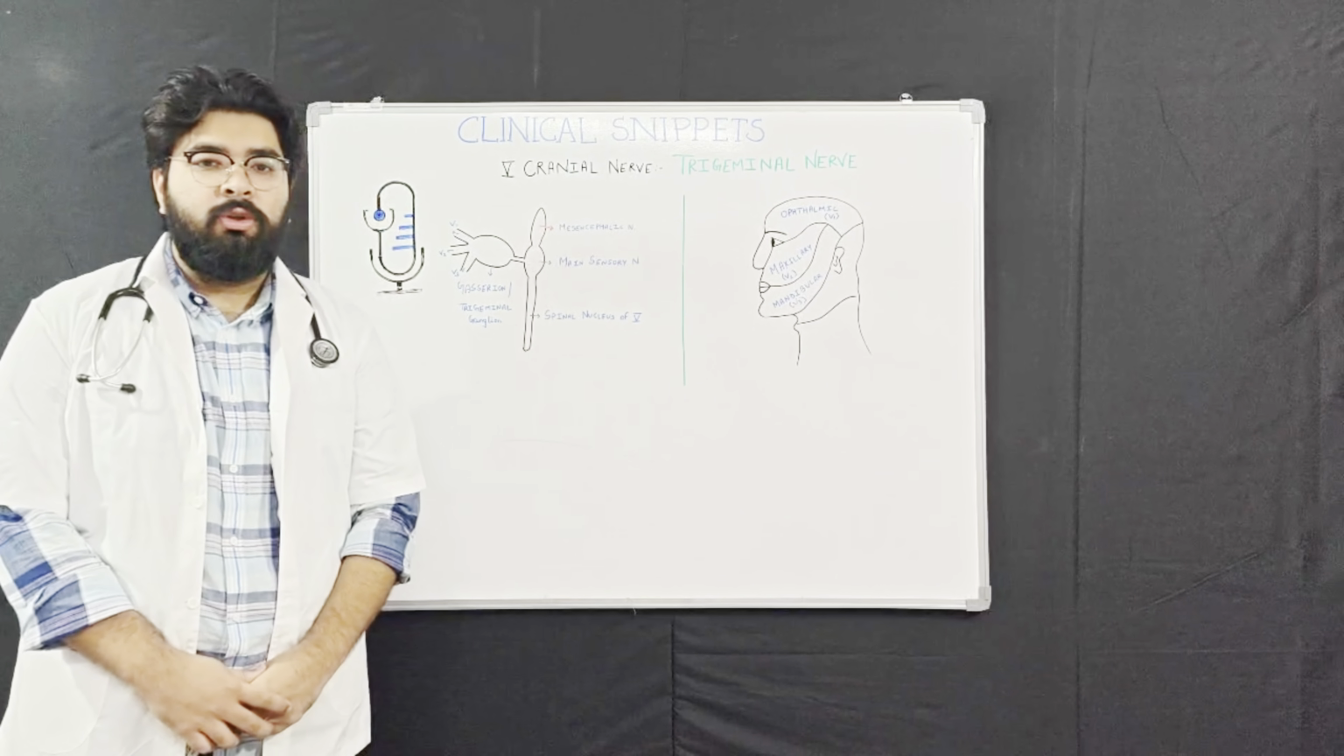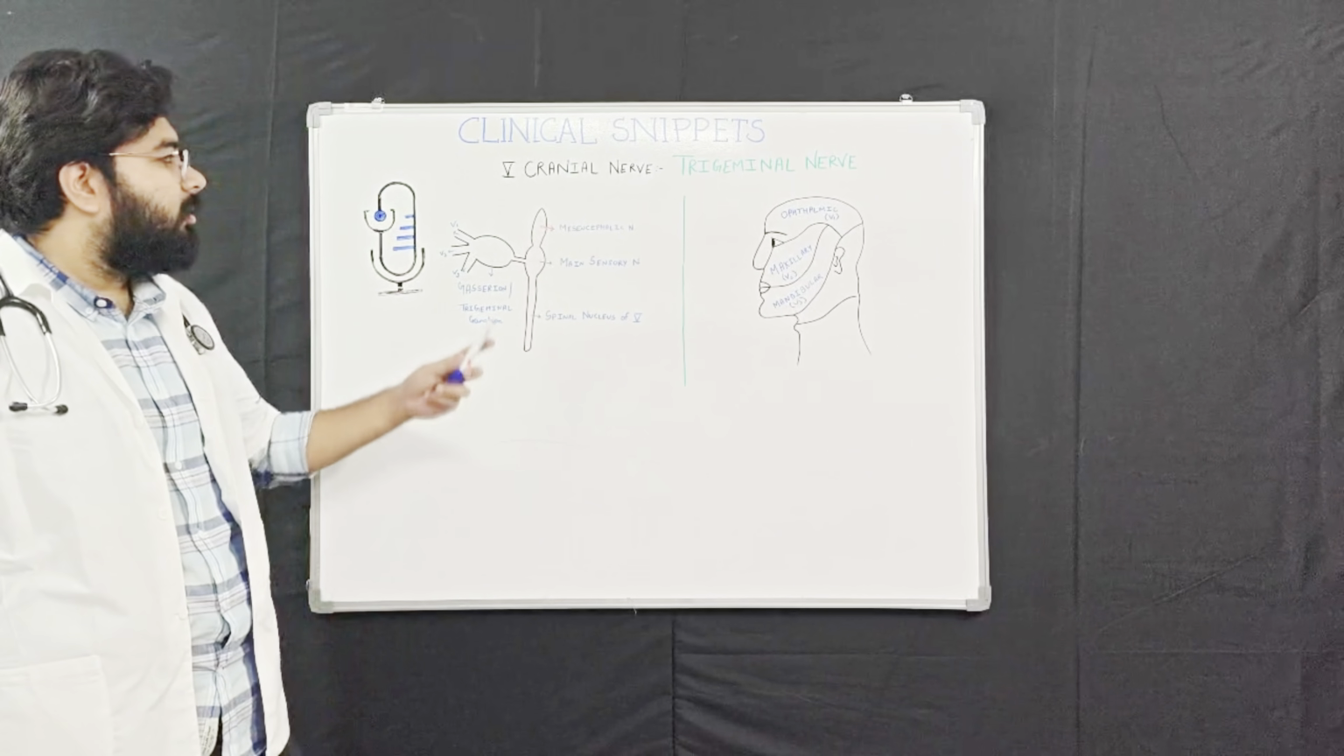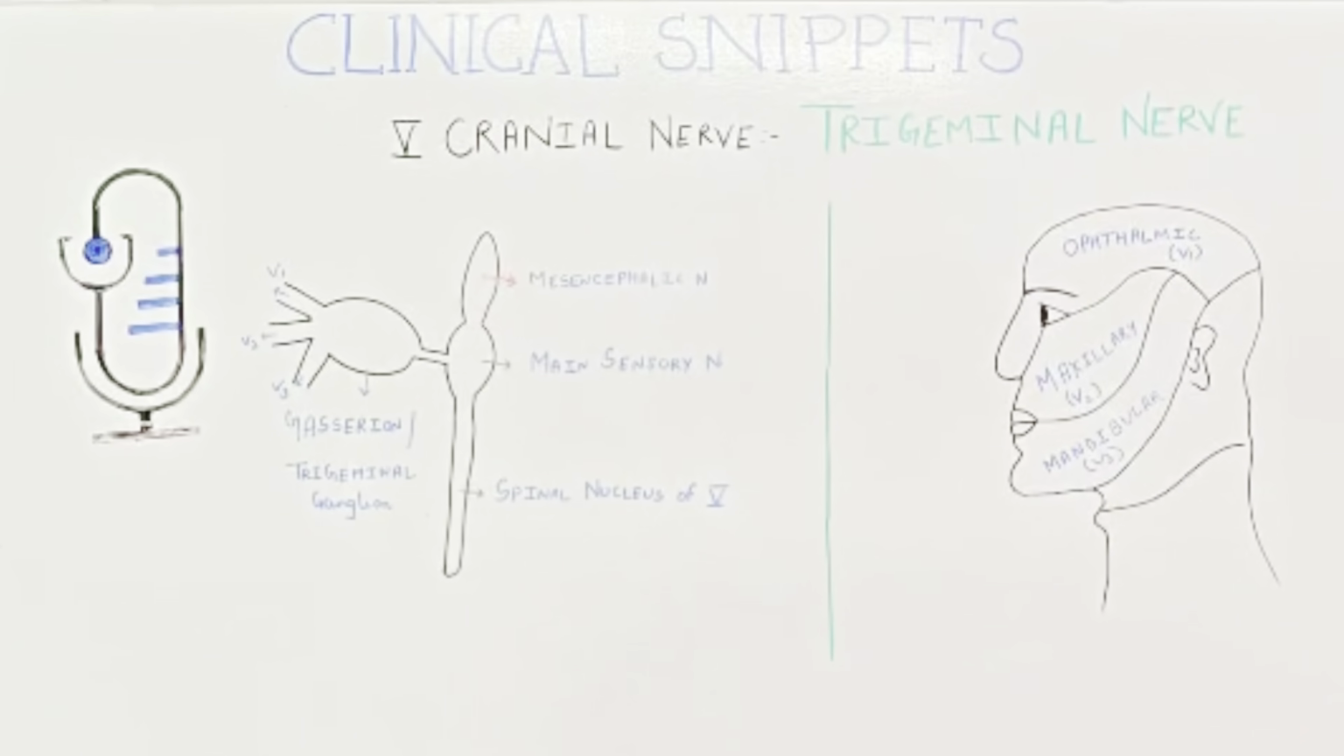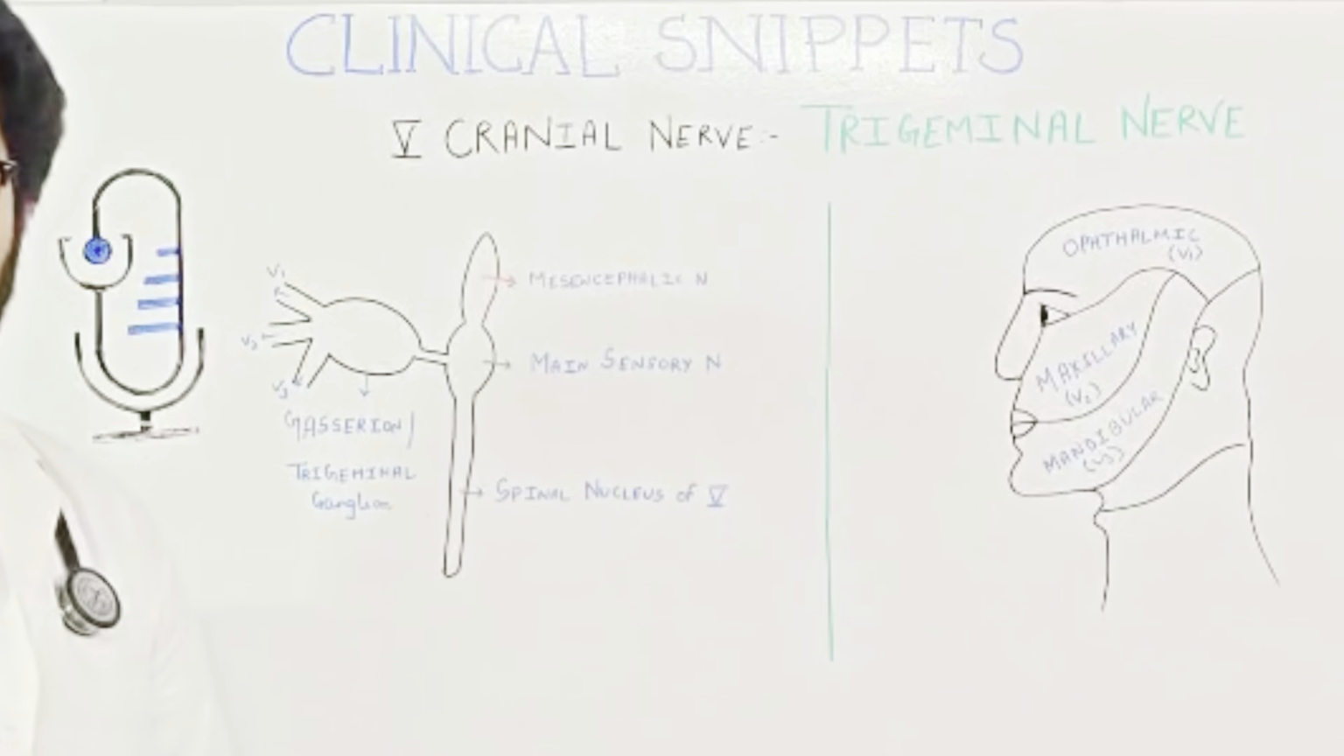Hello friends, today we shall be studying about the fifth cranial nerve. The fifth cranial nerve is a mixed nerve. It has a sensory nucleus and a motor nucleus. The sensory nucleus is large.